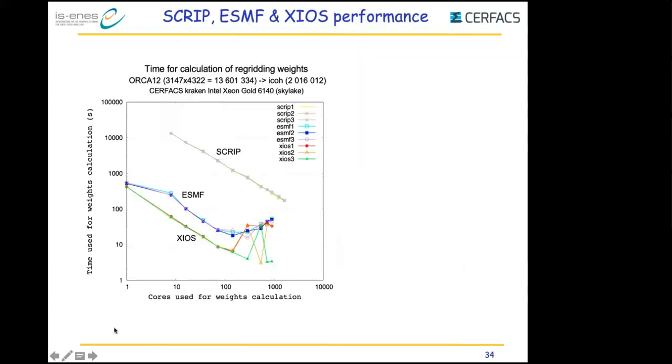And then we also did the first analysis of the performance of SCRIP, ESMF, and XIOS, and this gives you the time to calculate the regridding weights when going from the ORCA12 grid, which has about 13 million points, to a high resolution version of a high icosahedral grid with 2 million points. And the x-axis is when you increase the number of cores used for the weight calculation. And we see that ESMF and XIOS are much more performant than SCRIP. That's what we were looking for.